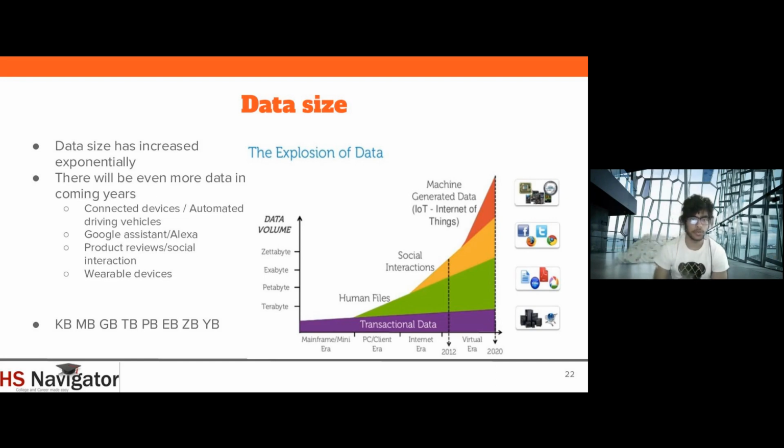There will be even more data in the coming years with connected devices, automated driving vehicles, Google Assistant, Alexa, product reviews or social interactions, and wearable devices. And as you can see, we went through a variety of data sizes: kilobytes, megabytes, gigabytes, terabytes, petabytes, exabytes, zettabytes, and yottabytes.